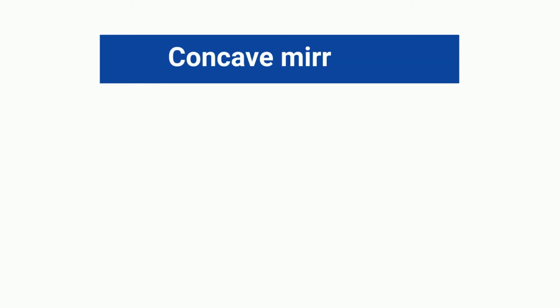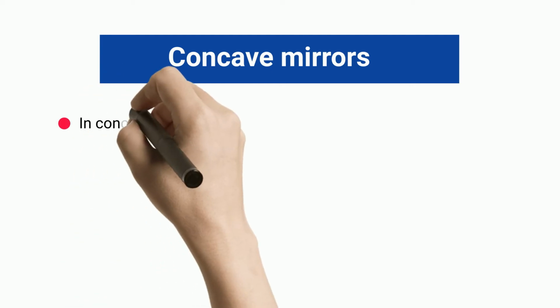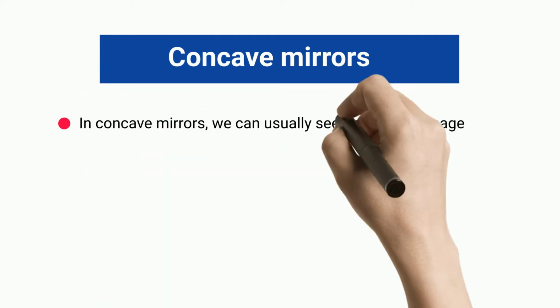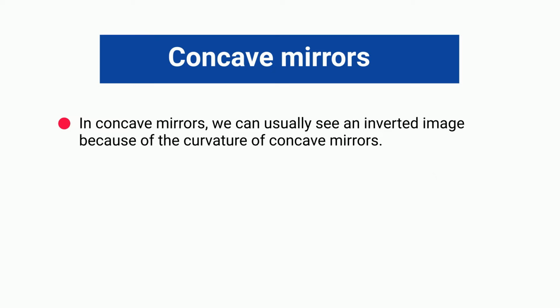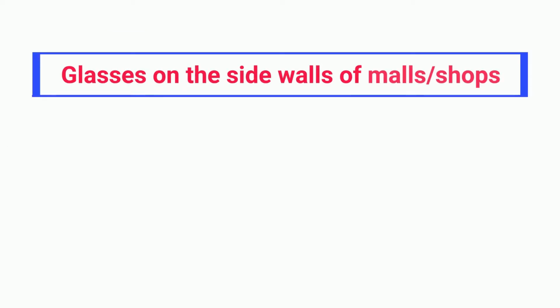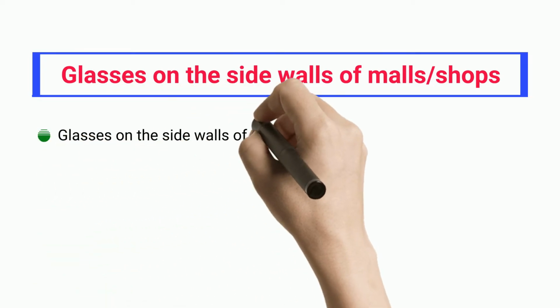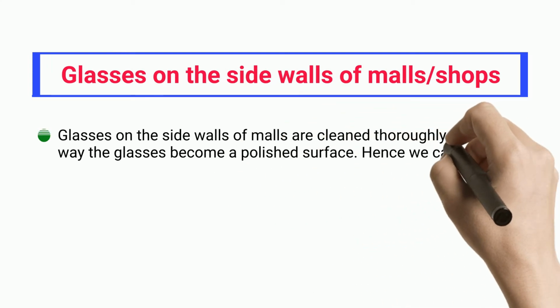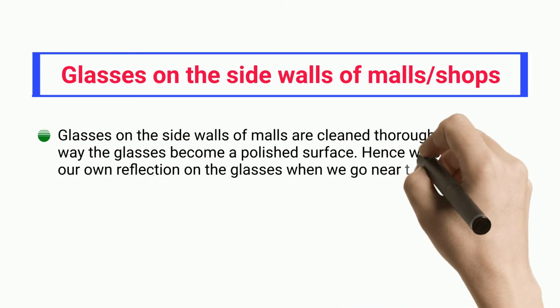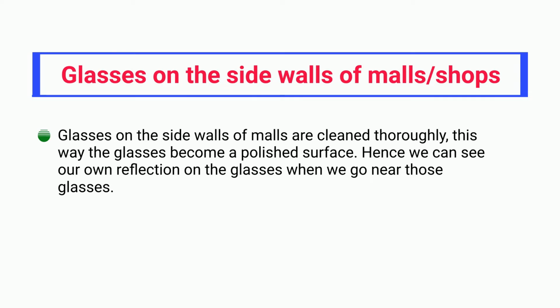Concave mirrors. In concave mirrors, we can usually see an inverted image because of the curvature of concave mirrors. Glasses on the side walls of malls and shops. Glasses on the side walls of malls are cleaned thoroughly, this way the glasses become a polished surface. Hence we can see our own reflection on the glasses when we go near those glasses.